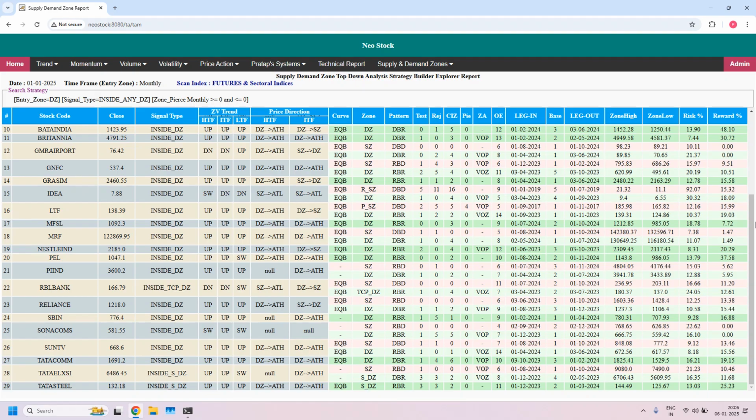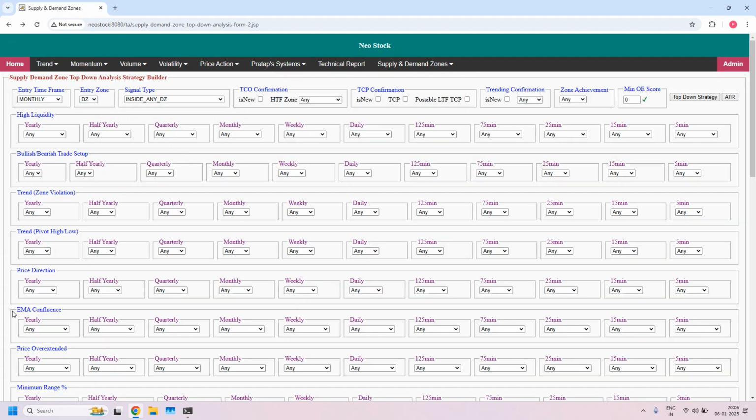We can further filter this list based on the EMA Confluence. Monthly demand zone with monthly EMA Confluence. So in the EMA Confluence filter, at monthly time frame, I am setting the filter monthly demand zone having monthly EMA Confluence. But EMA Confluence in a sideways trend does not add any extra advantage. That's why we need to eliminate the sideways trend. For that I am selecting up or down.